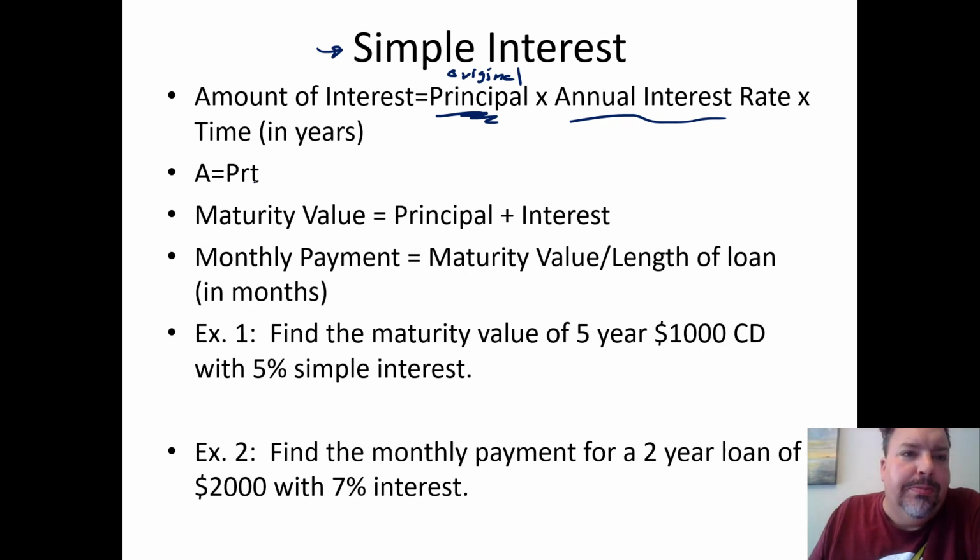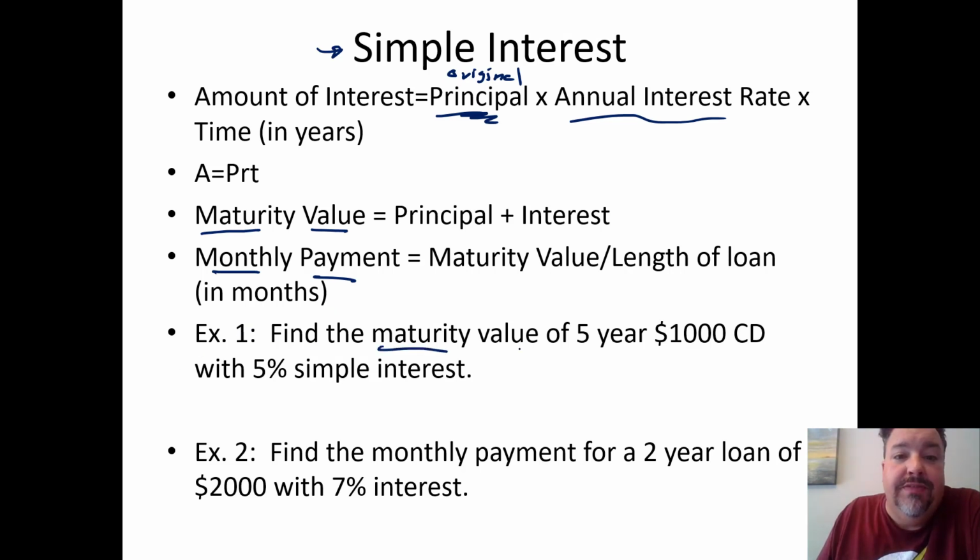So here we have A equals PRT. And then we have some more definitions here. Maturity value is going to be the amount of principal plus the interest. So if you borrowed $1,000 and you borrowed it for a couple years or whatever, you're not going to pay back $1,000. You're going to pay back that $1,000 and the interest on that loan. So the maturity value is the total amount of the principal plus the interest. And then we're going to calculate our monthly payment. And to get the monthly payment, we're going to take that maturity value and divide it by the length of the loan in months. So let's look at a couple examples.